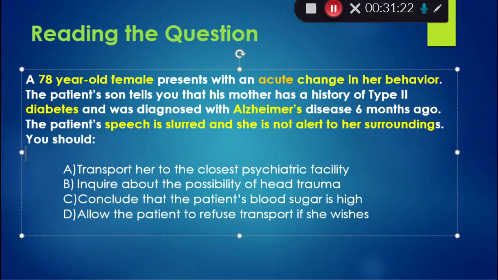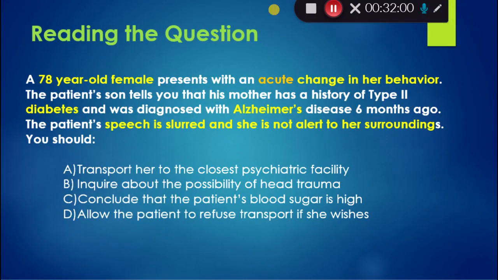Okay? And then D, allow the patient to refuse transport if she wishes. She's not competent, so she is not capable of signing a refusal. So D is not a good option. Okay, A is not a good option. So we're down to B and C. Inquire about the possibility of head trauma or conclude that her blood sugar is high. Both of those are possibilities, but by far B is the best possibility. So that would be my answer for this question.